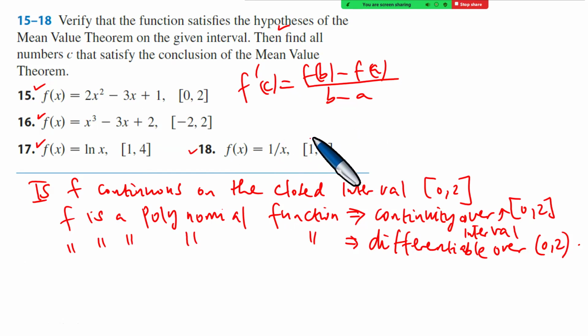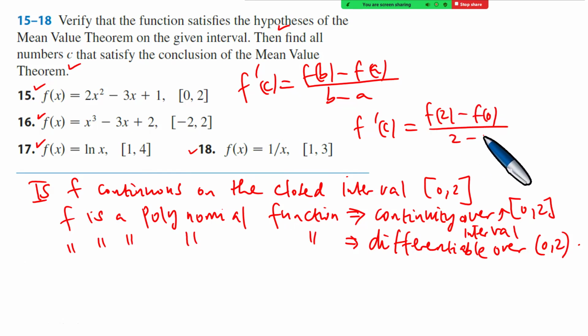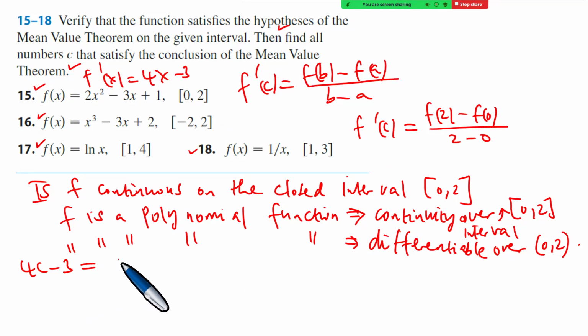At this point, we want to find all numbers c. What are the numbers c? f prime of c equals f of 2 minus f of 0, all divided by 2 minus 0. So what exactly is f prime of x? It is 4x minus 3, which is the same as 4c minus 3, which is equal to f of 2 minus f of 0, all over 2. f of 2 is what we can get here.